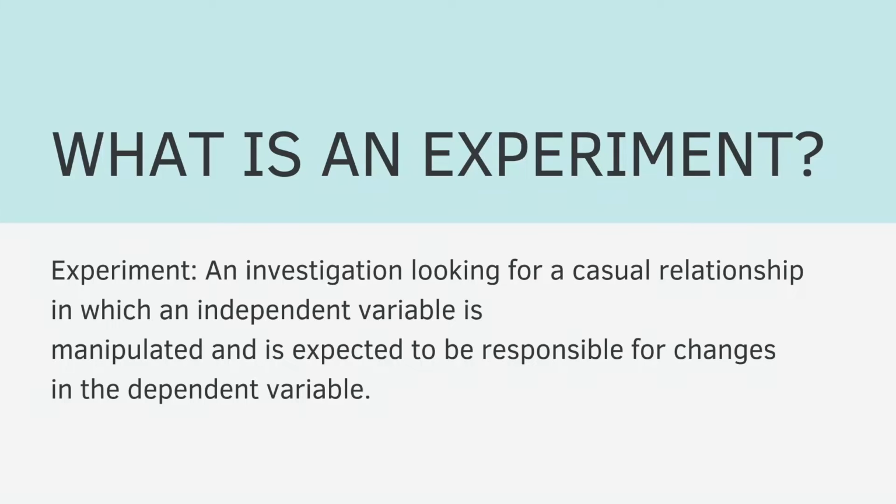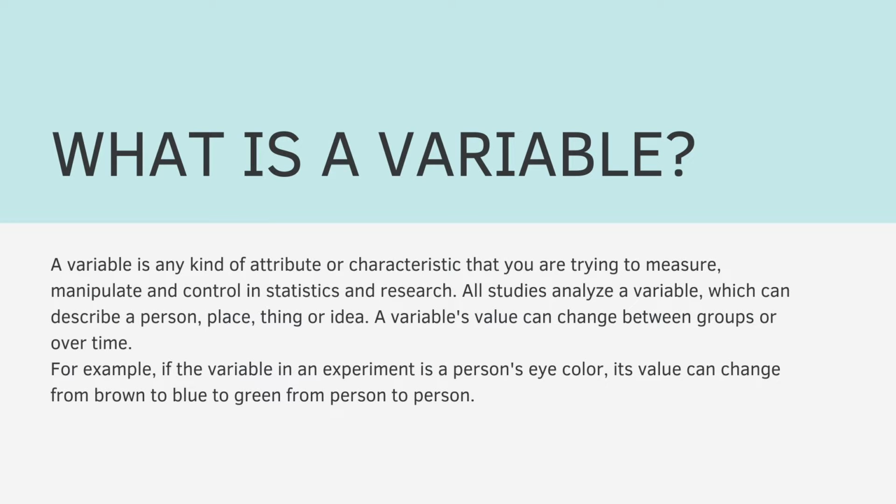What is an experiment? An experiment is an investigation looking for a causal relationship in which an independent variable is manipulated and is expected to be responsible for changes in the dependent variable. What is a variable? A variable is any kind of attribute or characteristic that you are trying to measure, manipulate, and control in statistics and research.